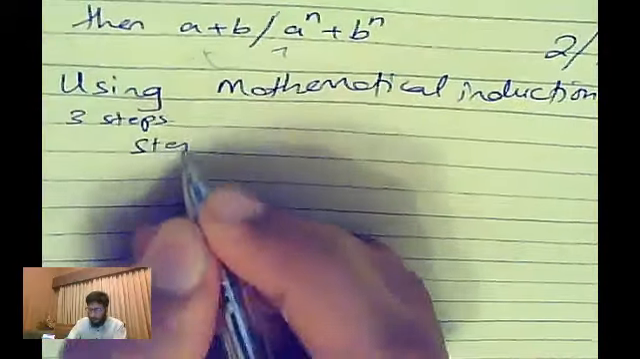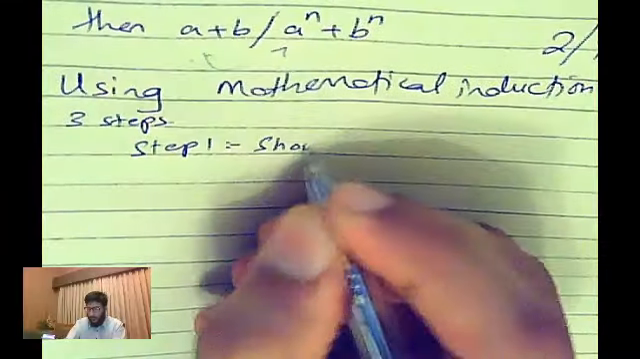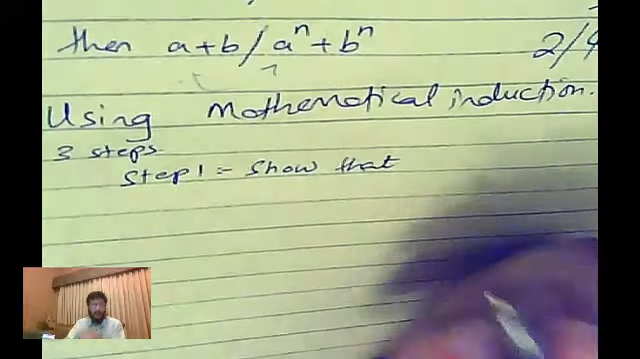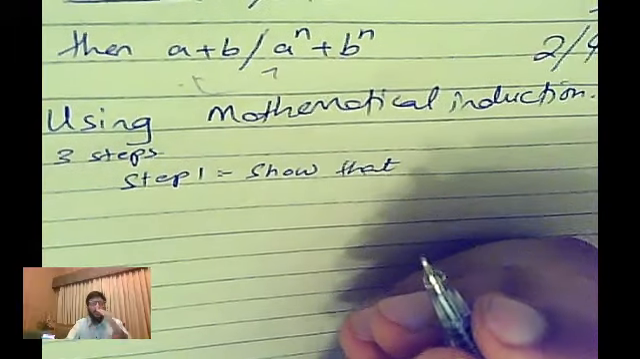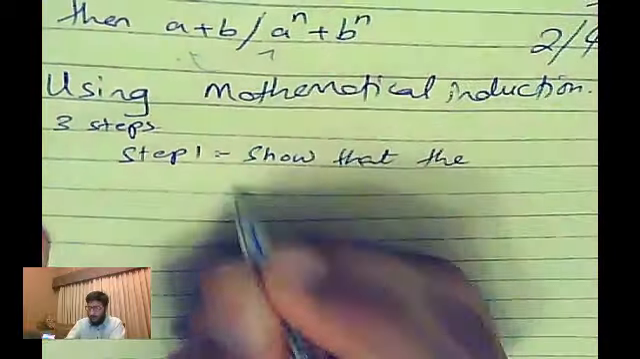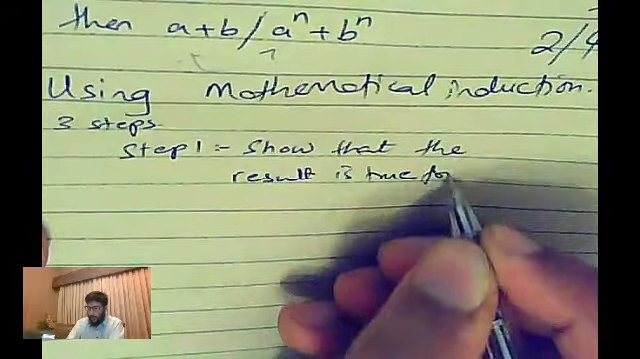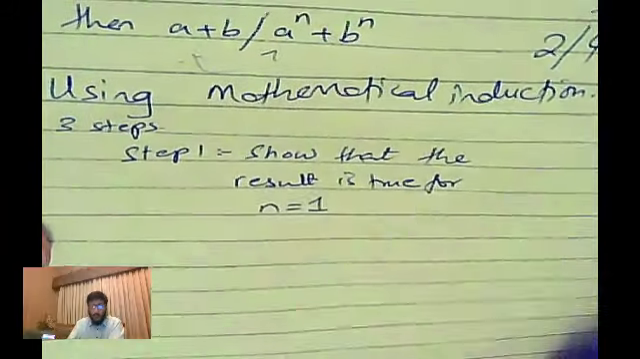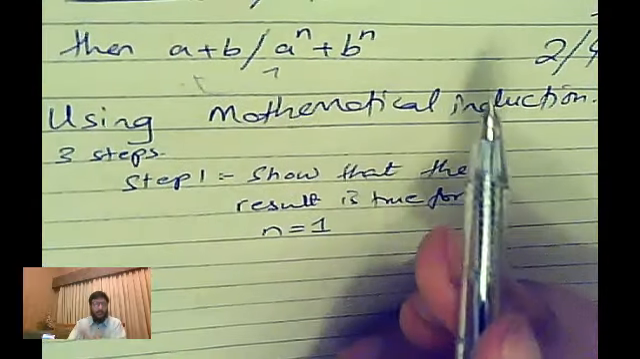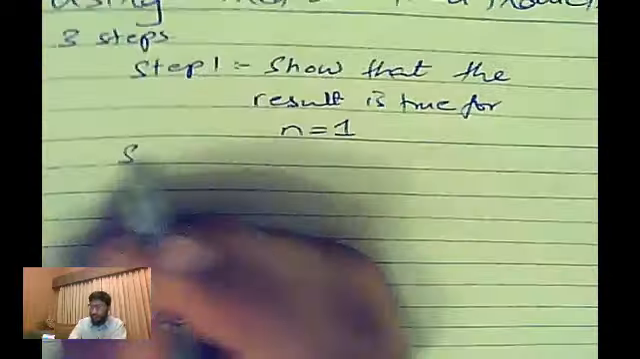Step one, show that the result is true for n equals 1. Every step is mandatory, but you have to go order-wise. If we put 1 instead of n, we have to show that the result is true. Otherwise, there's no use in doing that.